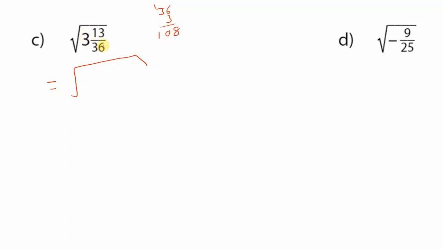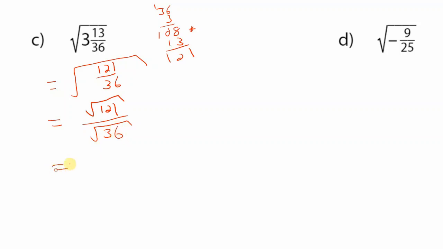So we have 108 plus, we need to add the 13. 108 plus 13, well, we can even do it like this. 8 plus 3 is 11, 2, 1, 2, 1. So we have 1, 2, 1 at the top, we have 36 at the bottom. So now we are allowed to separate, so we have square root of 121 at the top, square root of 36 at the bottom.